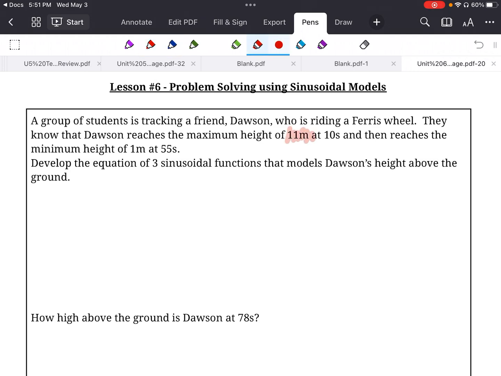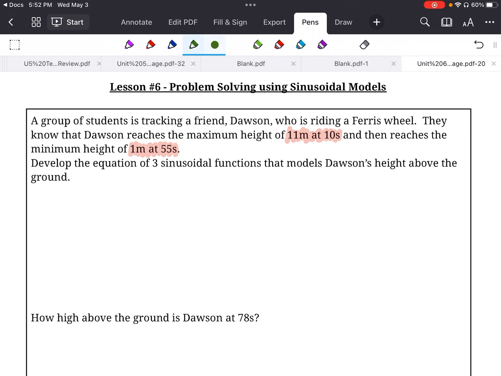I'm just going to highlight this. So our maximum is 11 meters. It happens at 10 seconds and reaches the minimum height of 1 meter after 55 seconds. We want to develop three sine function equations that model Dawson's height above the ground.